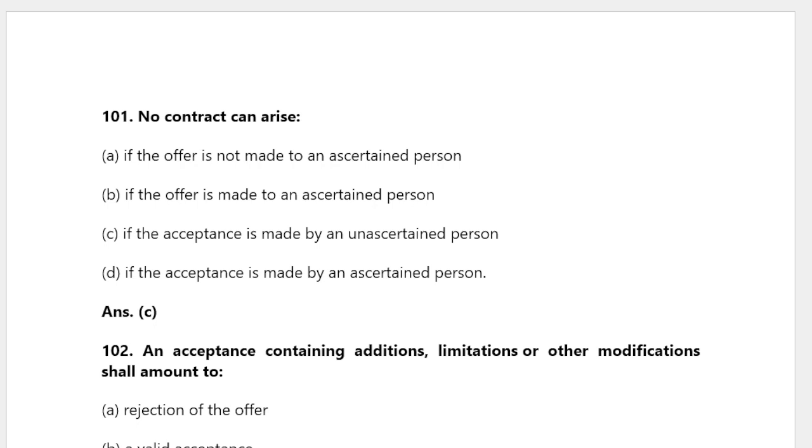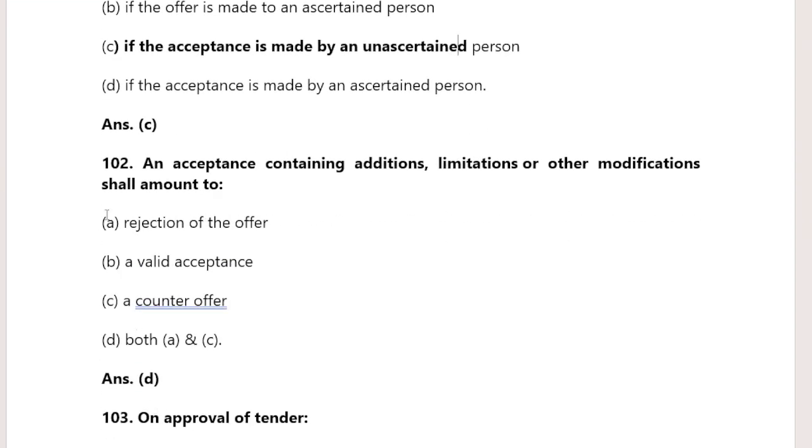Then first question, start karte hain. First question is: No contract can arise. Option A, if the offer is not made to a certain person. Option B, if the offer is made to a certain person. Option C, if the acceptance is made by an uncertain person. And option D, if the acceptance is made by a certain person. Then option C is the right answer: if the acceptance is made by an uncertain person.